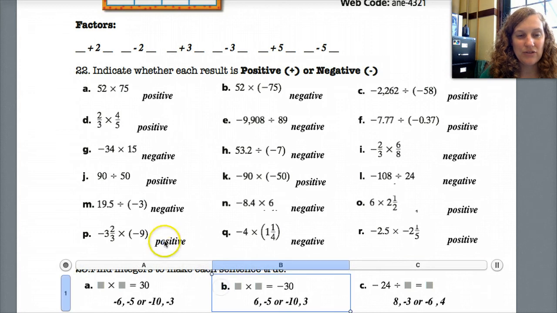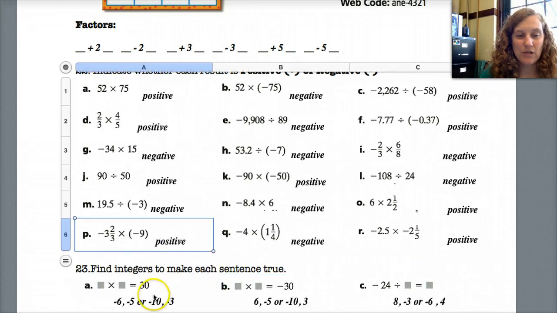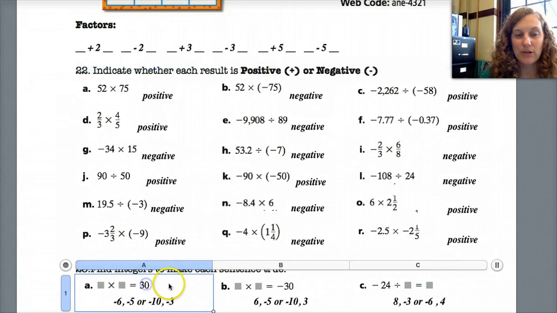23, find integers to make each sentence true. There's a few you could do. How can you get 30? This is like doing factors, like prime factors or factorization trees and figuring them out. So how can you get 30? Well, you can get 30 by doing a positive 5 times positive 6, negative 5 times negative 6, positive 3 times positive 10, negative 3 times negative 10. Any way that you can think of to get 30.